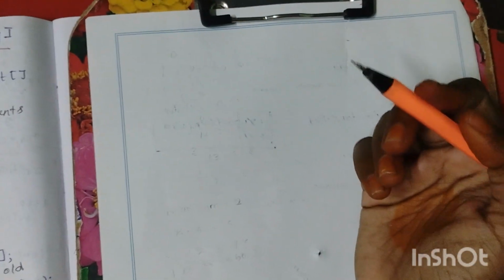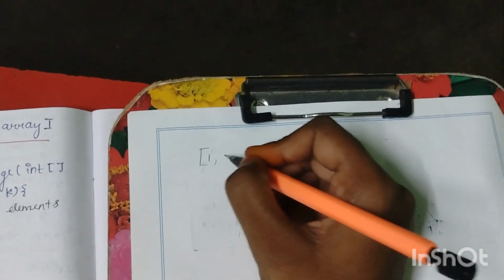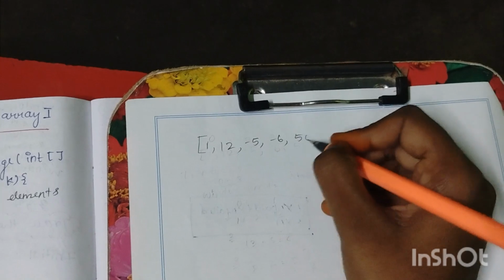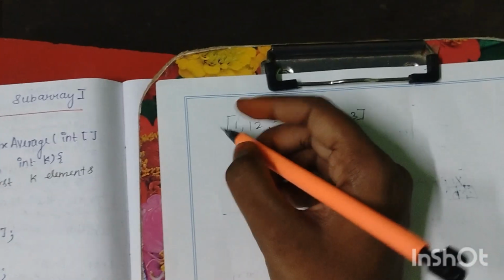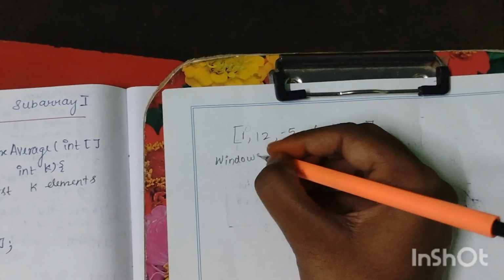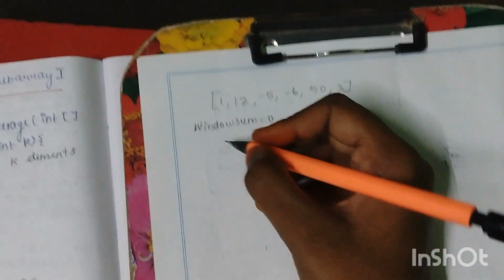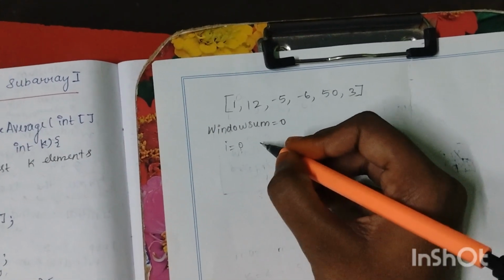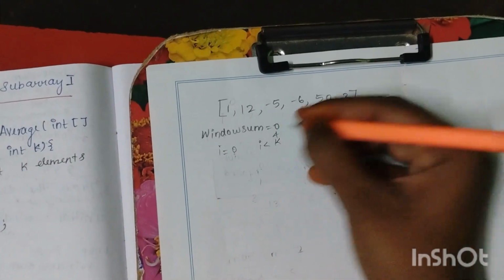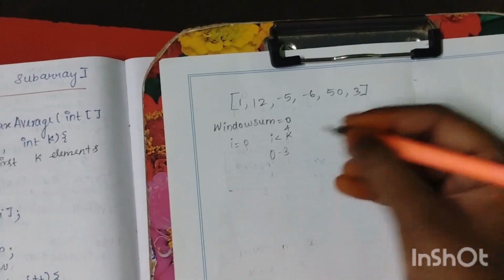Let's see the dry run of this code with the example of this array: 1, 12, minus 5, minus 6, 50 and 3. First what we did: initialize window sum equal to 0. Then we put a loop starting from i equal to 0 to i less than k. K is what? 4. So i less than 4 means the loop will run from 0 to 3.